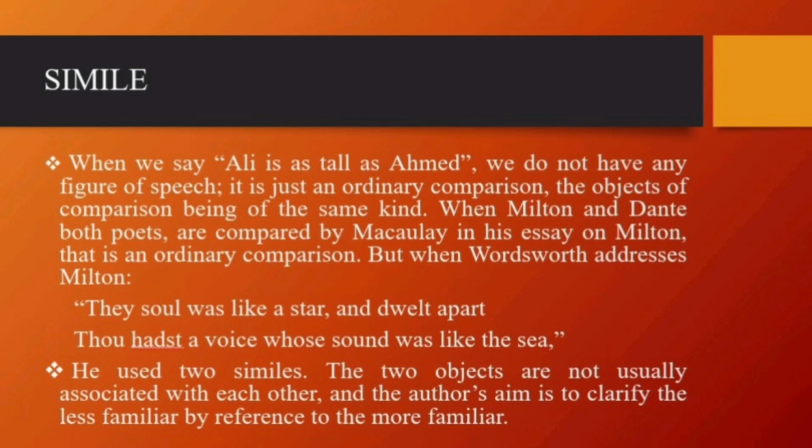But when Wordsworth addresses Milton, "Thy soul was like a star and dwelt apart. Thou hadst a voice whose sound was like a sea." He used two similes. The two objects are not usually associated with each other, and the author's aim is to clarify the less familiar by reference to the more familiar.